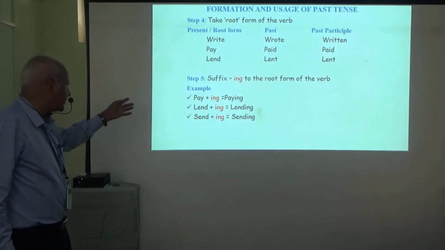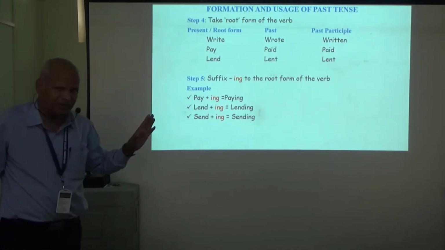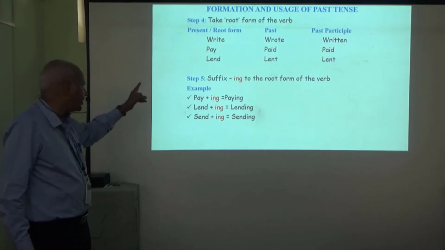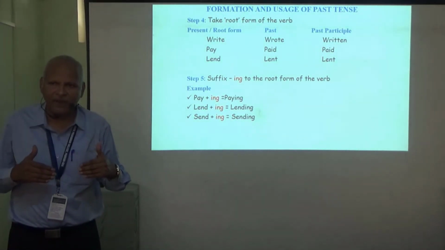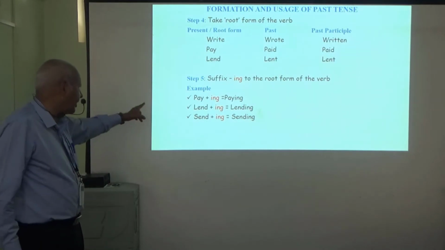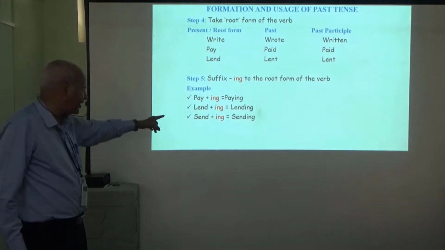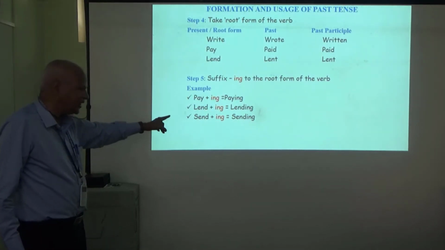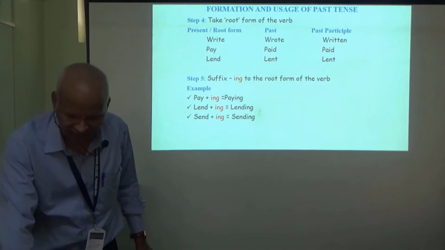Then next step, fifth step, suffix ing to the root form of the word. Suppose we have taken root forms write, pay, lend. What we have to do? We have to suffix ing to the root form. For example, pay plus ing, paying, lend plus ing, lending, send plus ing, sending. So we are suffixing ing.